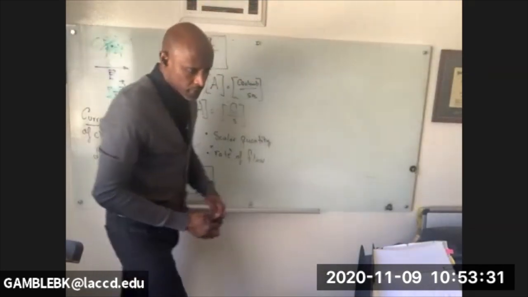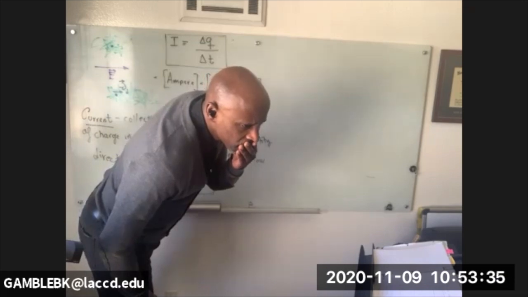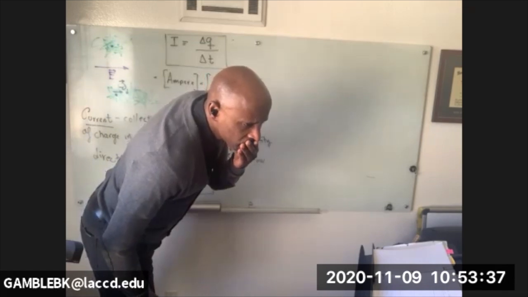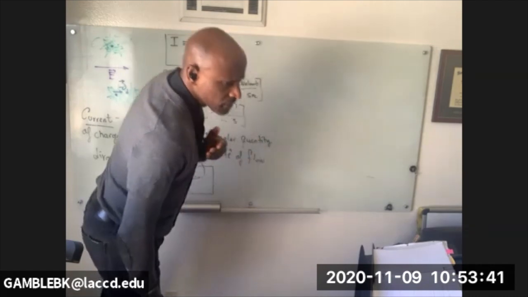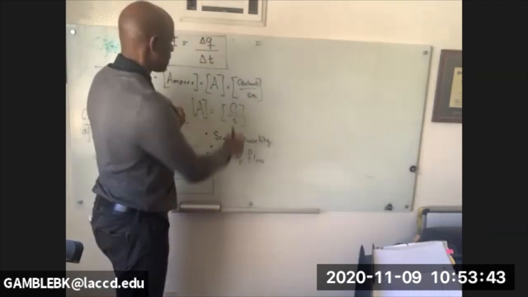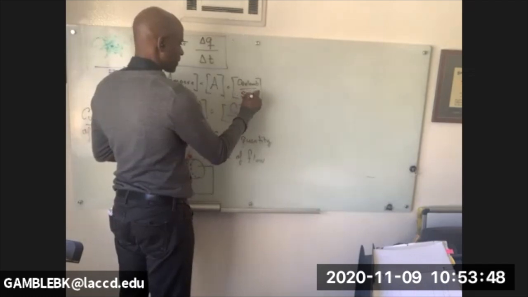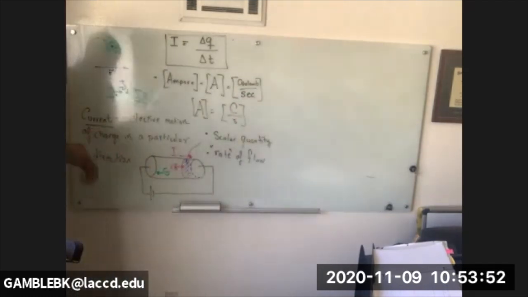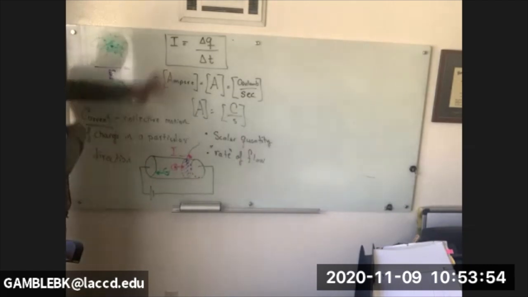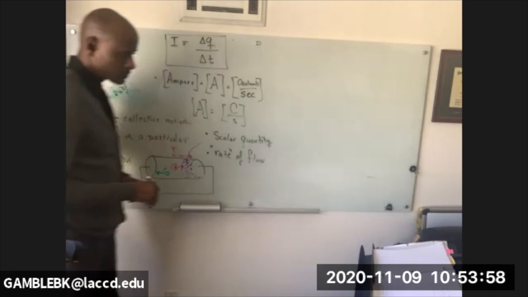Oh, second, yeah, sorry. That's the abbreviation for seconds. So that's current, and those are the properties. Current definition and properties. Cool. We good?